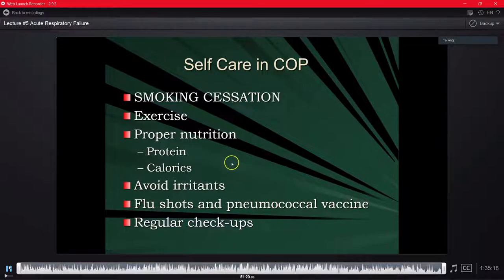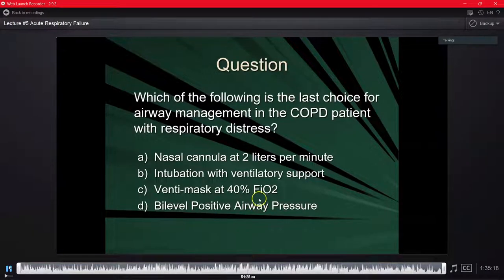your body. Avoid any inhaled irritants. Get your flu shot and pneumococcal vaccine. Make sure you're conducting regular checkups.